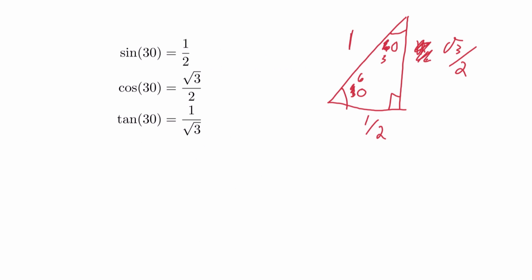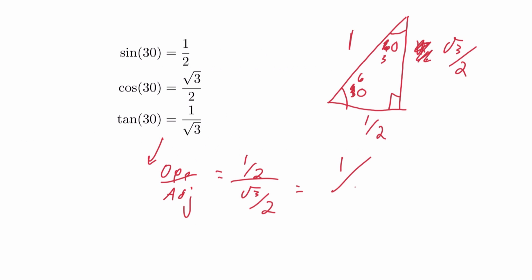So for 30 degrees, sine of 30 is opposite 1/2 over 1, so 1/2. Cosine is adjacent over hypotenuse, so square root 3 over 2 over 1, so square root 3 over 2. And then tangent is opposite over adjacent. So this one I'll write out: 1/2 divided by square root 3 over 2, which is 1 over square root 3.